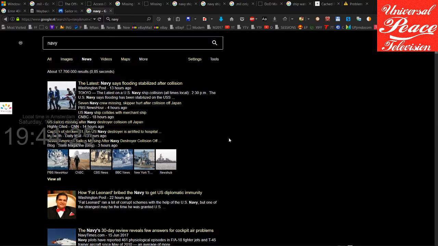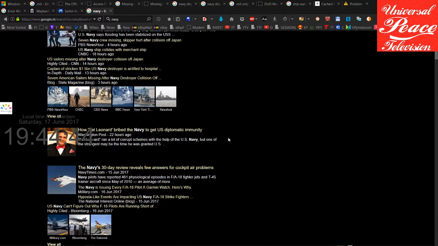So how can that happen with all that radar and all that shit they have, all the technology? They crash into a big boat. Not an iceberg or anything, it's just another boat. And then the other time they were in the wrong waters.